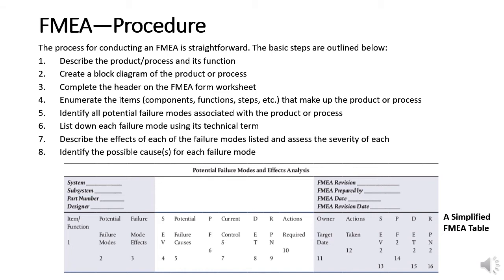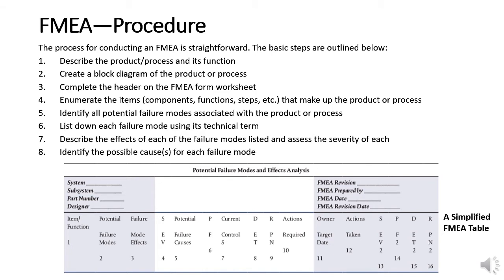The seventh step is to describe the effects of each of the failure modes listed and assess the severity of each. For each failure mode identified in column 2, a corresponding effect must be identified and listed in column 3 of the FMEA table. A failure effect is defined as the result of a failure mode on the function of the product or process as perceived by the customers. Examples of failure effects include injury to the user, inoperability of the product or process, improper appearance of the product or process, degraded performance or noises.